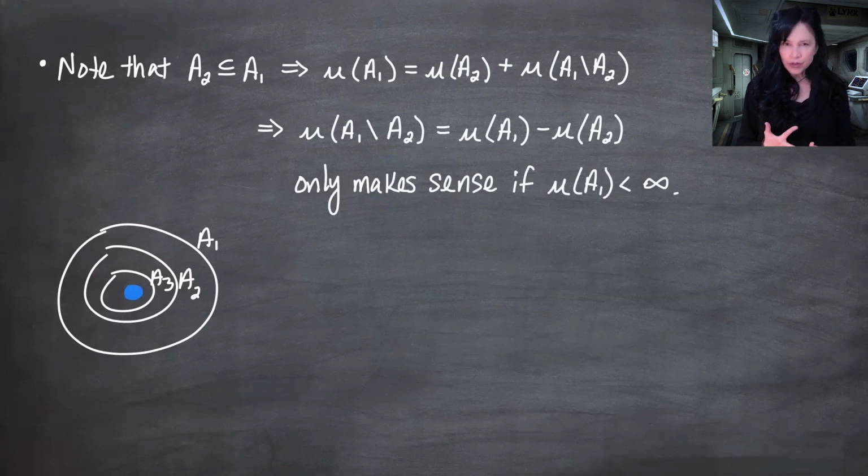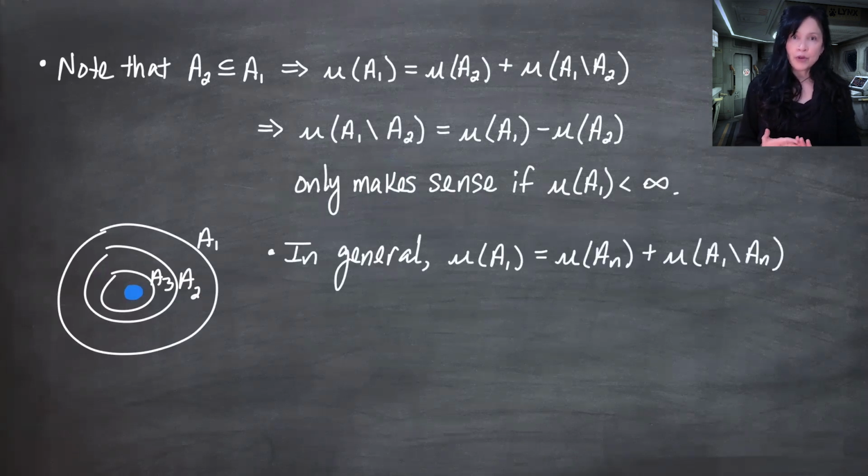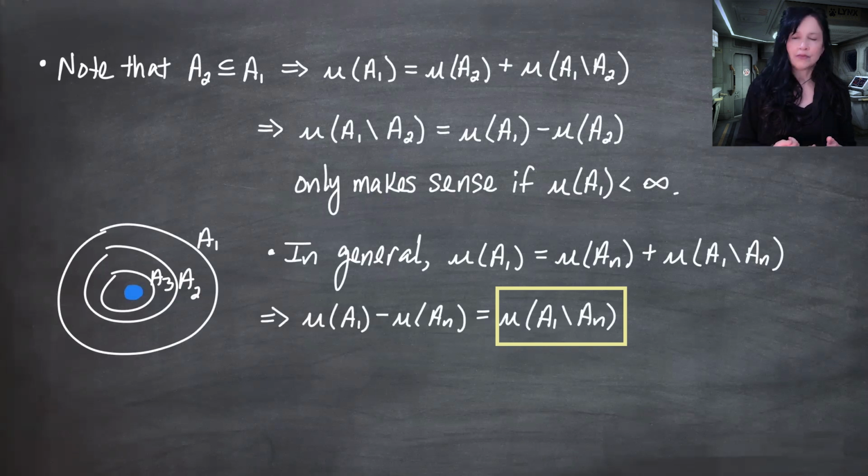Now, in general, the mu measure of A1 can be written as the mu measure of AN plus the mu measure of everything in A1 that's outside of AN. And by this, we have that the mu measure of A1 minus the mu measure of AN is the mu measure of A1 minus AN. And so this is an increasing sequence in N. We saw that on the previous slide. A1 minus A2 is contained in A1 minus A3 is contained in, and so on.